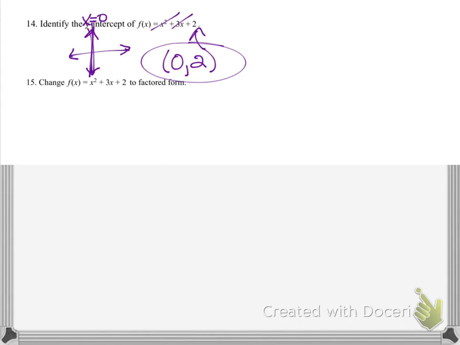Last one is to factor out my x squared plus 3x plus 2. And I'm going to end up with x out front. I can do my shortcut because the a is 1. And now I have to think, what two numbers multiply to 2 and add to 3? I have 2 and 1. There's my factored form. So I can write this as f of x out front equals that, and there it is.